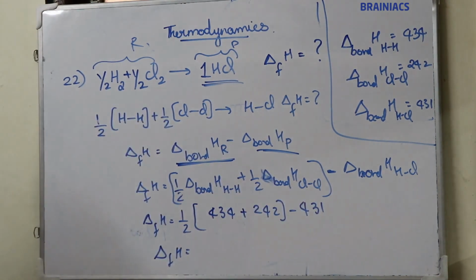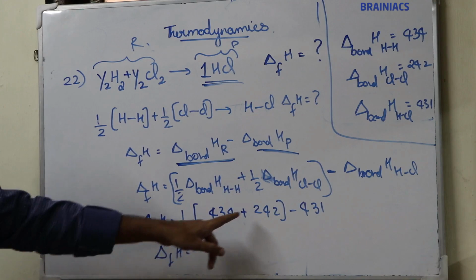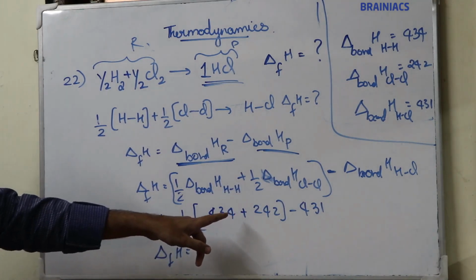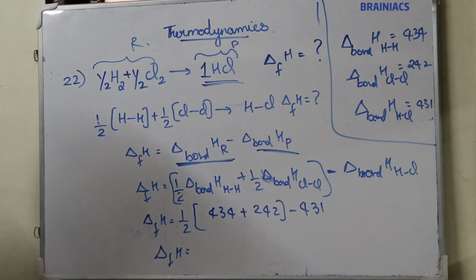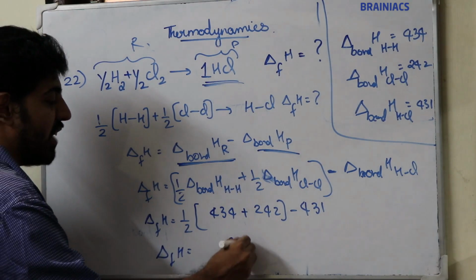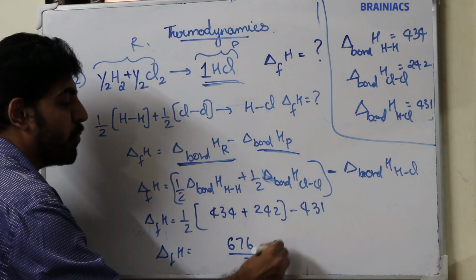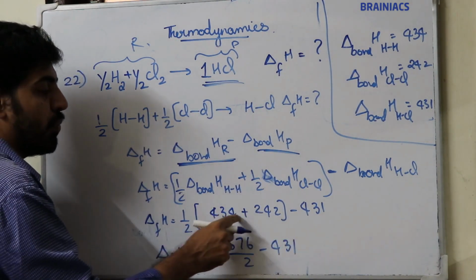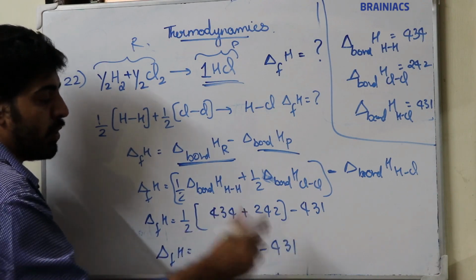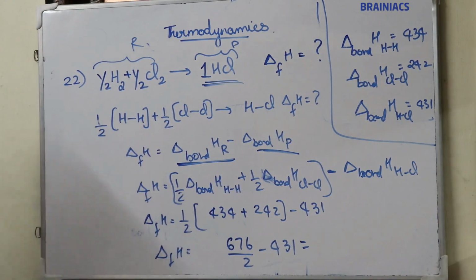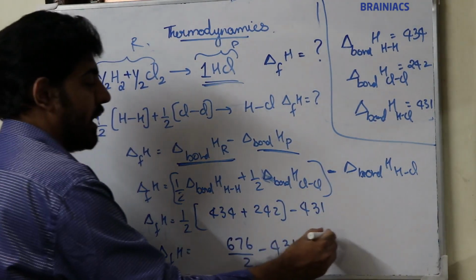When you add these two, you will get 676. 676 by 2 minus 431. After dividing, then subtract, you will get nearly minus 93.